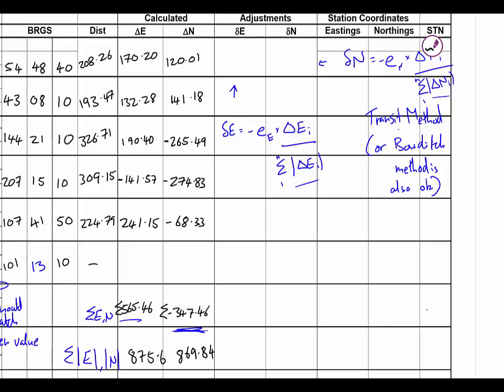So now we do the adjustments for each row. The first one, the adjustment for delta E for the leg from A to B is going to be equal to the negative of the Eastings closure, which was minus 0.1, multiplied by the change in Eastings for that leg, so 170.2, and divide that by that total sum, 875.6. And that gives us an adjustment of positive 0.02.